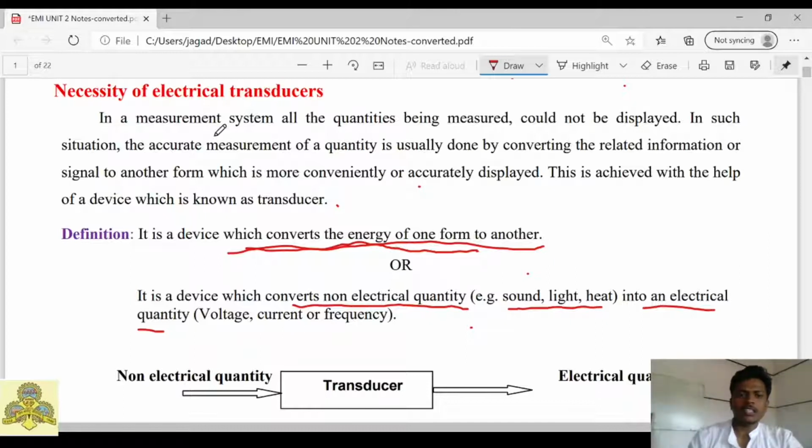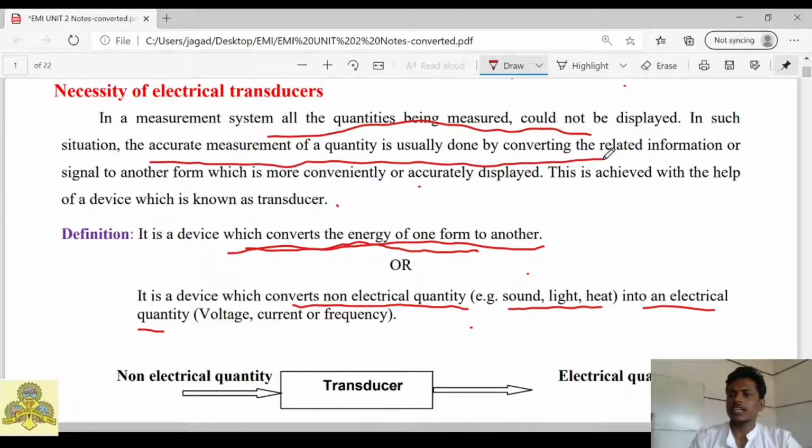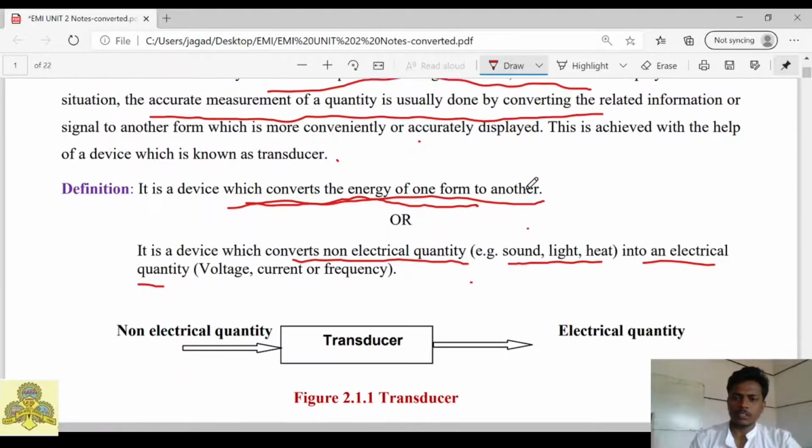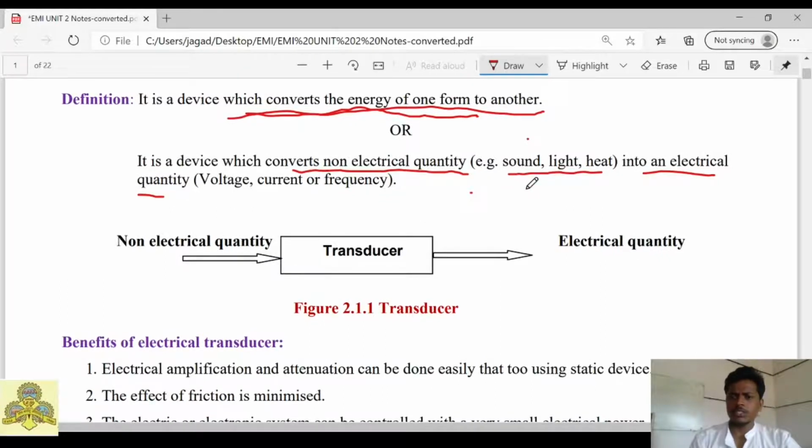You can see here, in a measurement system, all quantities being measured could not be displayed. In such situations, the accurate measurement of a quantity is usually done by converting the related information or signal to another form which is more conveniently or accurately displayed. This is achieved with the help of a transducer. Hope you understood what a transducer and an electrical transducer are all about.